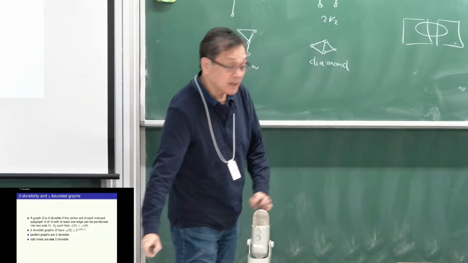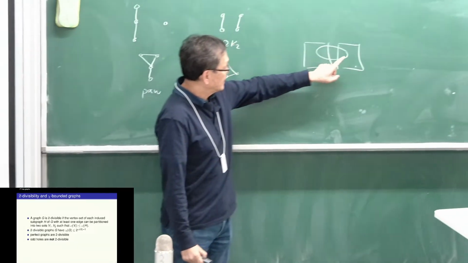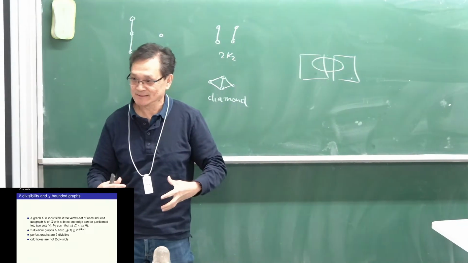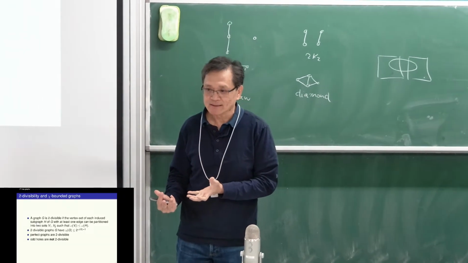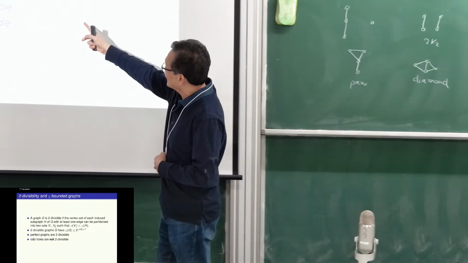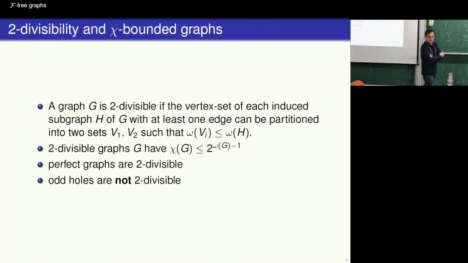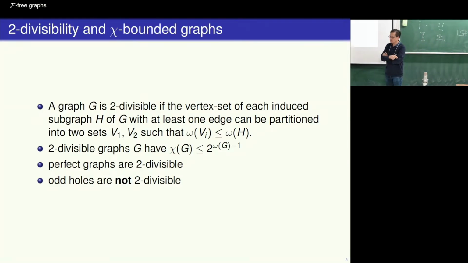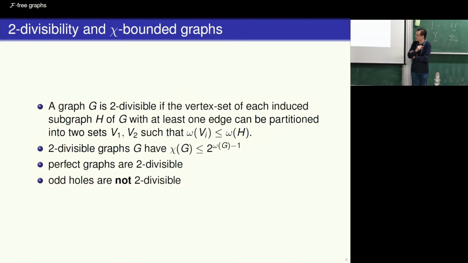So if every biggest clique has to hit both parts, then I know that each part has clique size smaller, right? At least by 1. So if you do induction on the clique size, then you know that if a graph is 2D divisible, then the chromatic number is bounded by the function 2 to the omega.